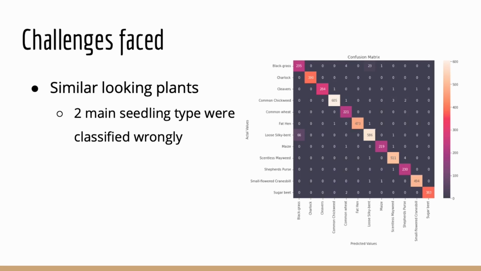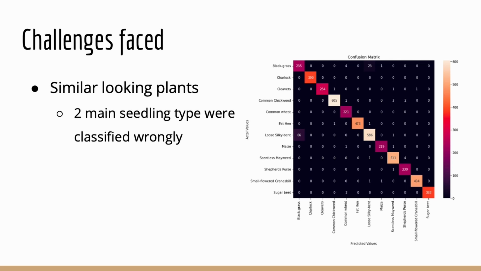Some of the challenges faced include similar looking plants. There are two particular classes of seedlings that look very similar to one another and seem to be wrongly classified quite frequently. They are loose silky bent and blackgrass. This can be seen in the confusion matrix where the main error in classification is between these two classes.